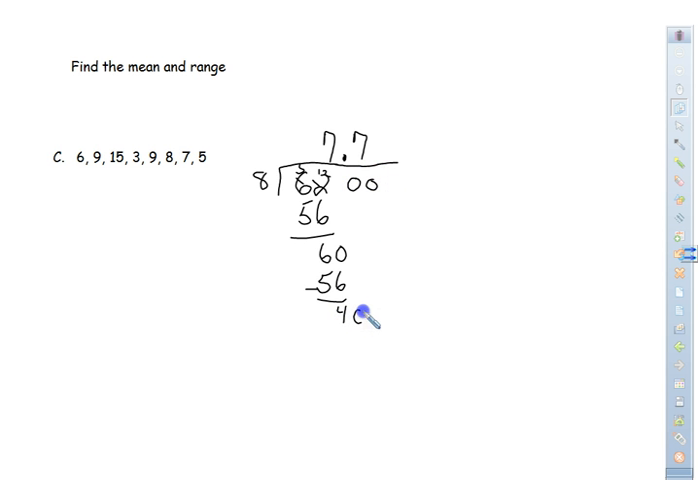Add a 0. Bring it down, and it looks like 8 goes into 40 5 times, 40 exactly. Nothing left over. So our answer to that for the mean is 7.75. Now my range, once again, I am taking the highest number and subtracting the smallest number, and I get an answer of 12.